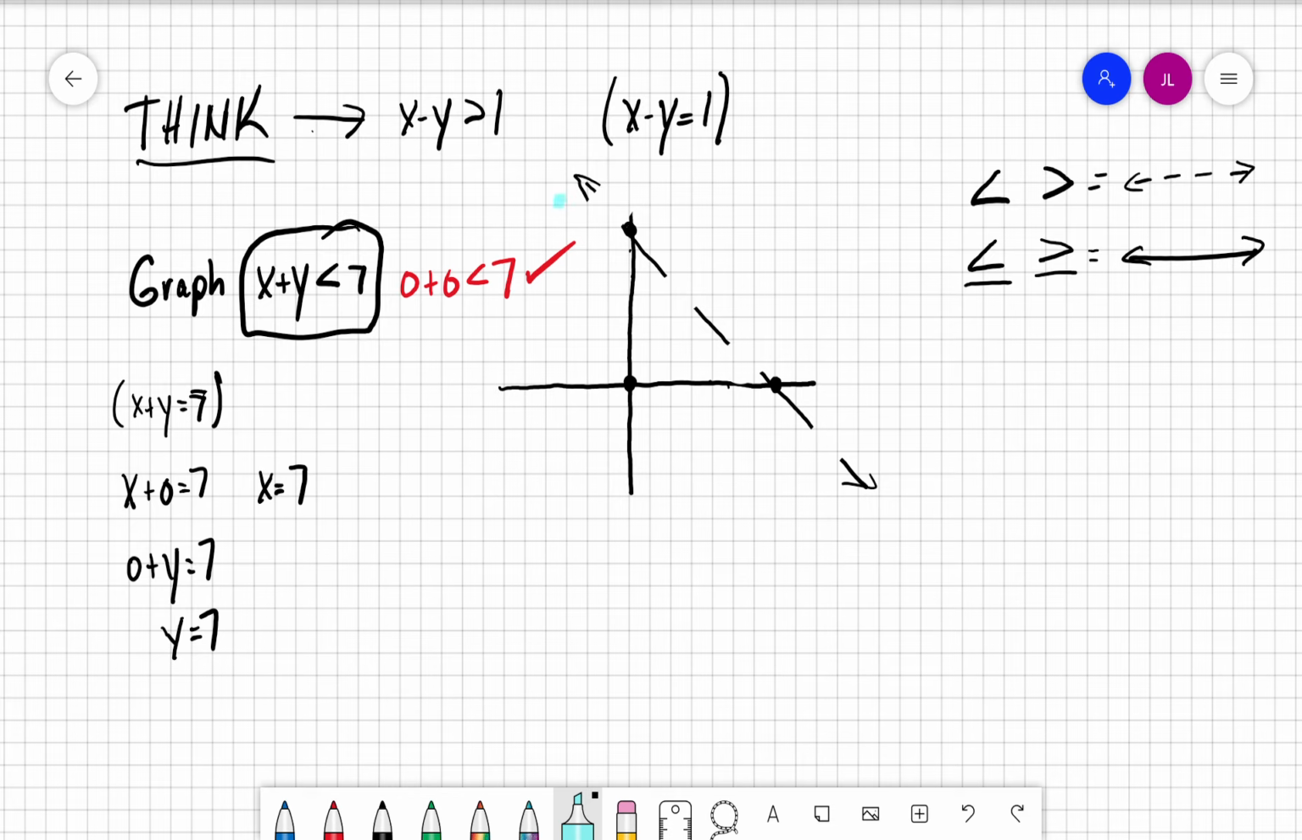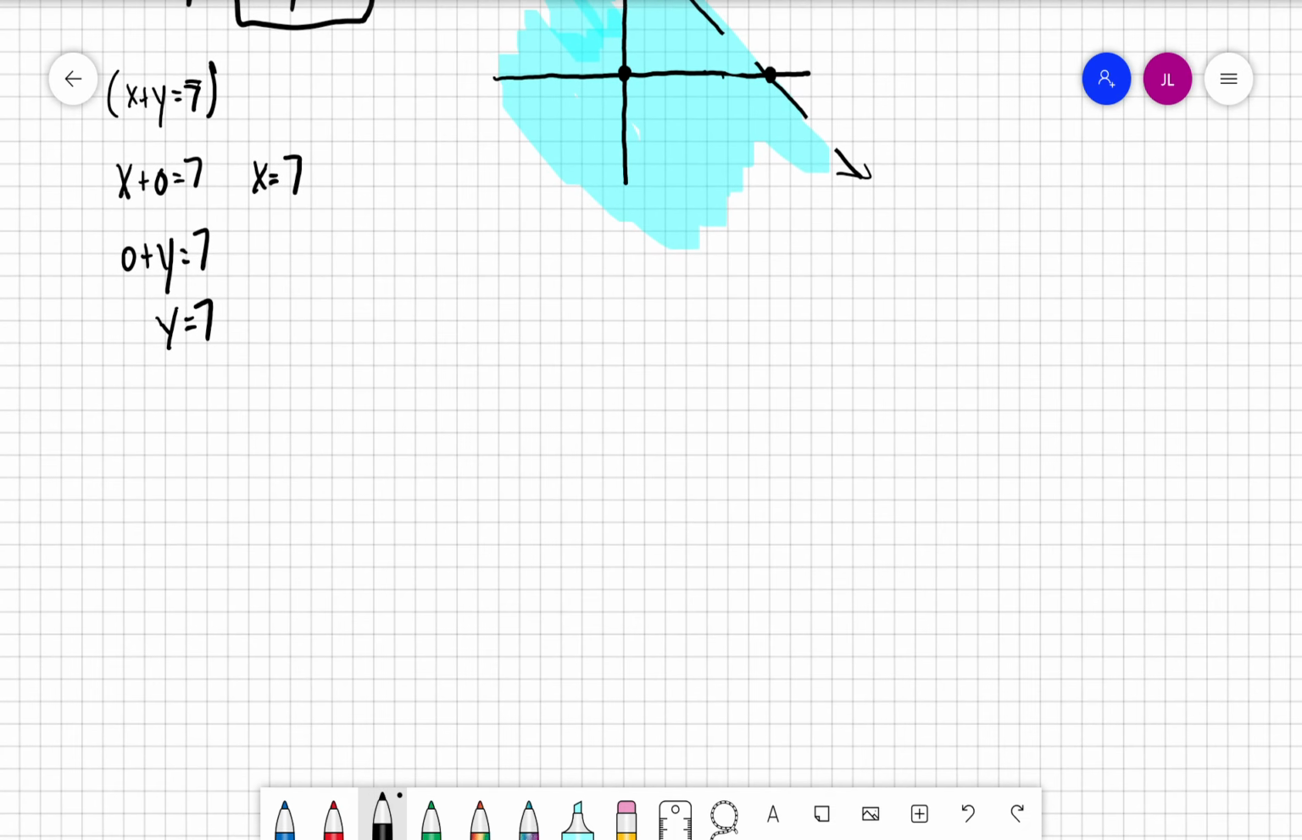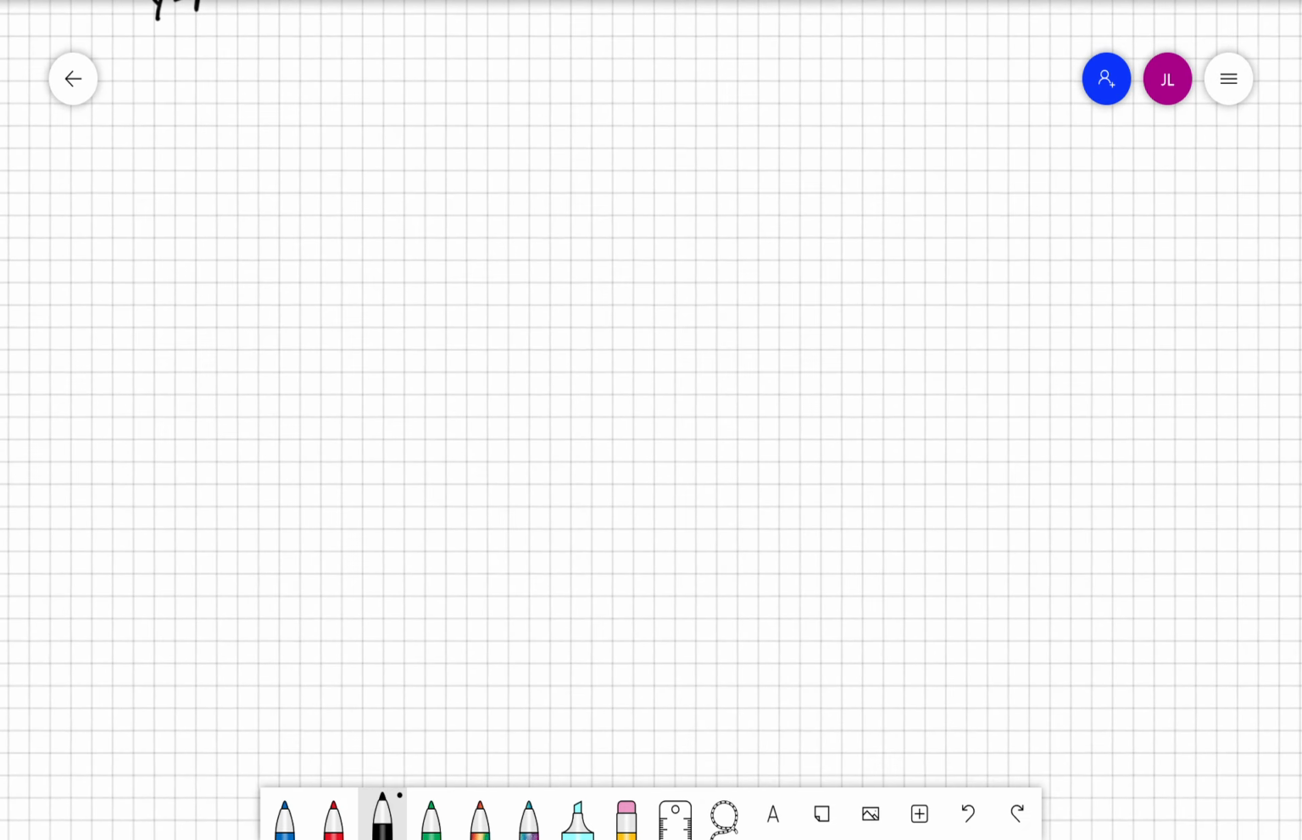So what we're going to end up doing is we would shade everything on this side somewhere. Everything there would be the answer. Everything on the opposite side does not fit, and anything on the line does not fit. So this is a graph of this one. So let's look at one more here. It's going to be a longer video, but that's okay.